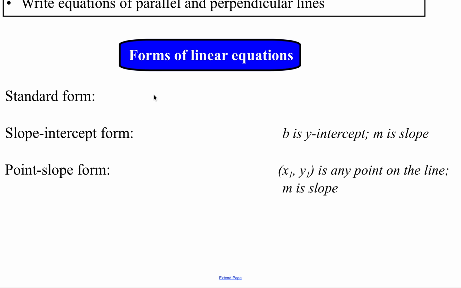So the three forms of linear equations that you will be dealing with are standard form, which we learned about last time. In standard form, A, B, and C are all integers, and their greatest common factor is 1. Slope-intercept form is y equals mx plus b, where m is the slope and b is the y-intercept. And then we also have point-slope form, y minus y1 equals m times (x minus x1), where (x1, y1) is any point and m is the slope. The other x and y are the variables that stay in your equation.